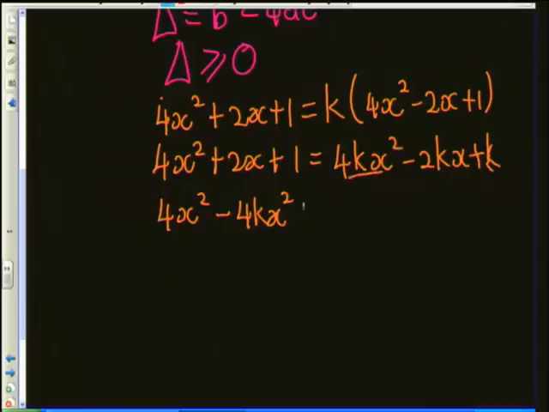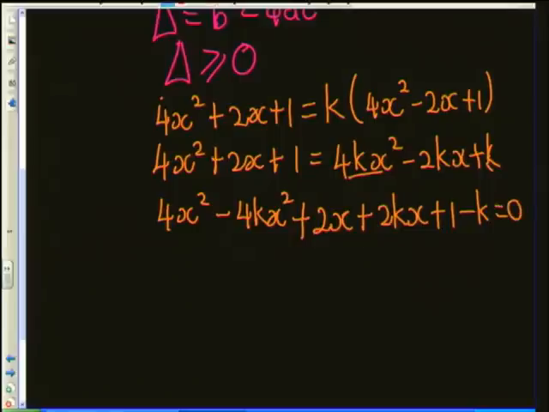Right, and what am I left with on the left hand side? I've still got my 2x, right? So let's bring the x, the term that has x from the right hand side. That's going to be plus 2kx, right? And I've got a 1, and I need to bring that k over. It changes its sign, and that whole thing becomes 0.